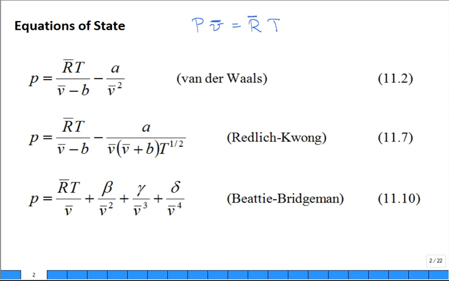Instead of being on a mass basis, it's on a molar basis. What are the units of this entity right there? It's specific volume, but instead of meters cubed per kilogram, it's meters cubed per kilomole. That's right. And instead of being the gas constant, it's the universal gas constant, having units of 8.314 kilopascal meter cubed per kilomole Kelvin.